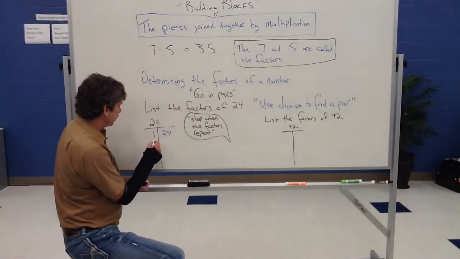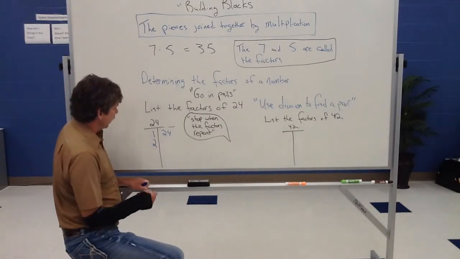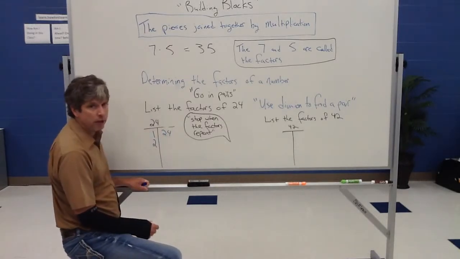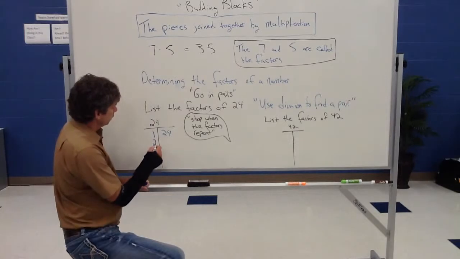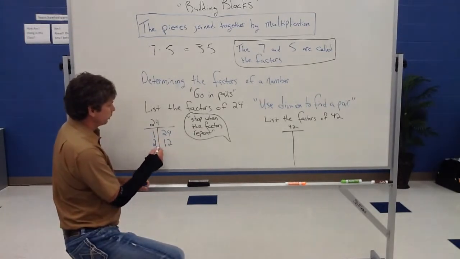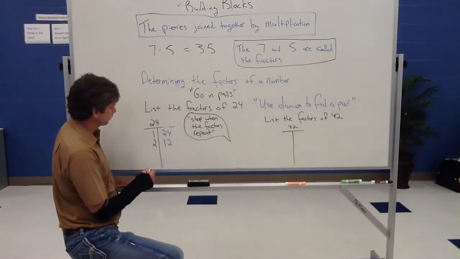After 1, we would go to the number 2. And 2 does go into 24. Since 24 is even, we know all even numbers can be divided by 2. So how many 2's go into 24 would be 12. Or in other words, 2 times 12 is 24.